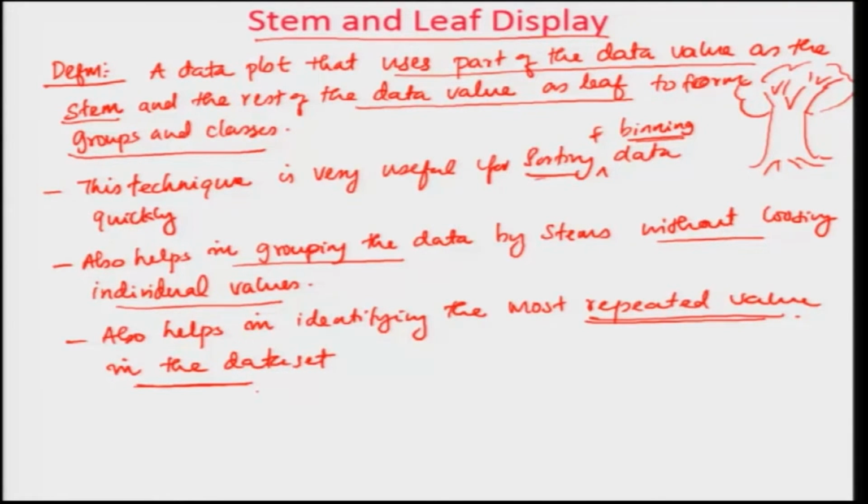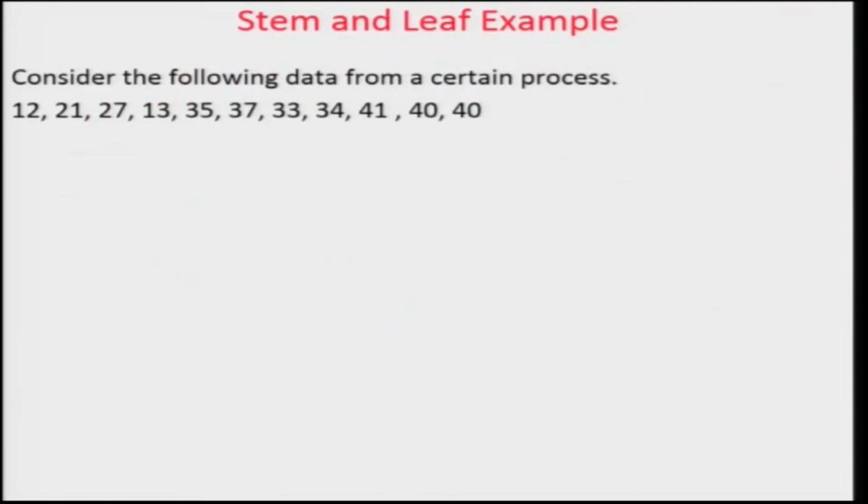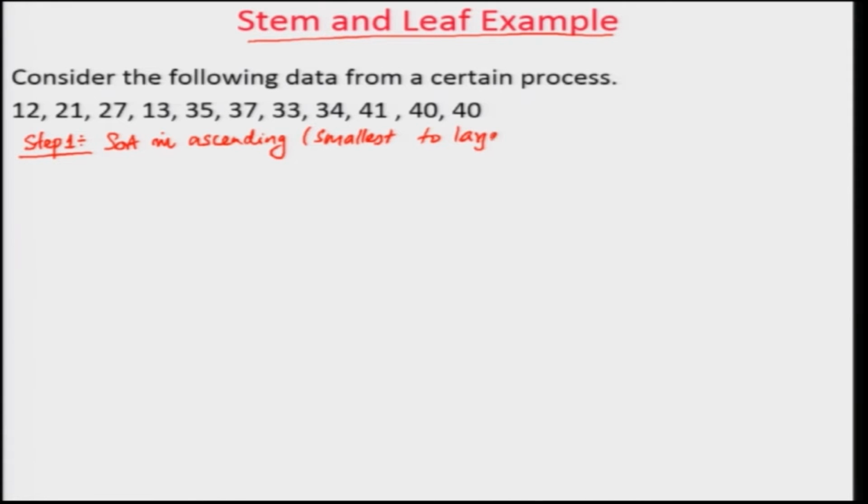So, let us now take a look at what the technique is all about. Let us take an example so that I can use it to demonstrate. This is the stem and leaf procedure. A set of data is given to you from a certain process. The first thing you need to do, step 1, is sort in ascending order, which is smallest to largest.